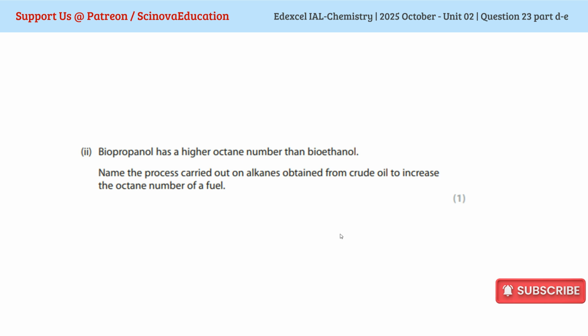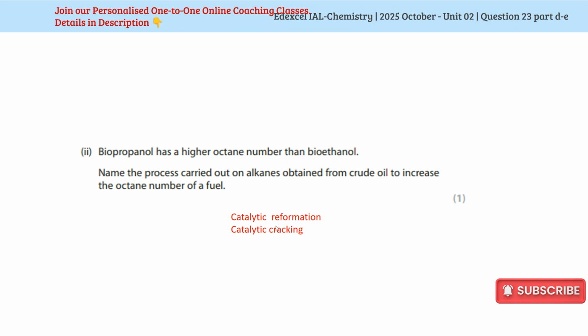Biopropanol has a higher octane number than bioethanol. Name the process carried out on alkanes obtained from crude oil to increase the octane number of a fuel. So in your curriculum, you have learned two processes which increase the octane number of a fuel, catalytic reforming and catalytic cracking.